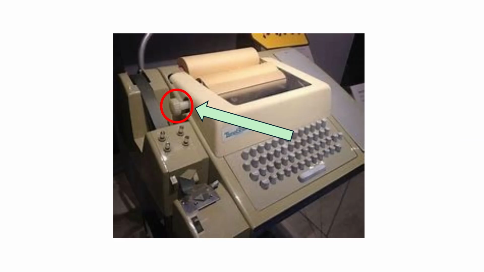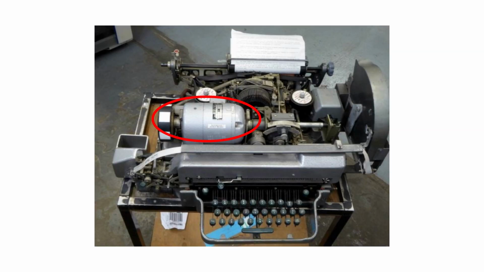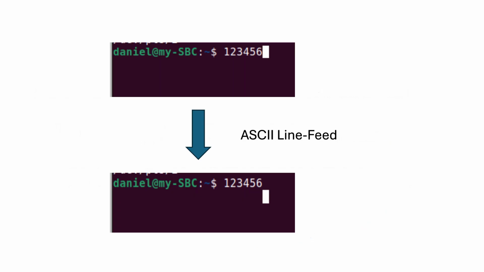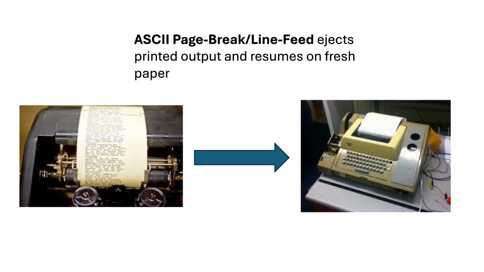ASCII line feed is equivalent to the action of physically scrolling the paper down a line on the teletype. On teletypes, this ASCII line feed character would cause the paper to be scrolled down a line through the use of an electric motor. As scrolling the paper only moves the printhead vertically, the ASCII line feed character is typically used in conjunction with the carriage return control character, as we will discuss later on. Digital terminal displays emulate teletype line feed functionality by moving the cursor down vertically by one text cell.